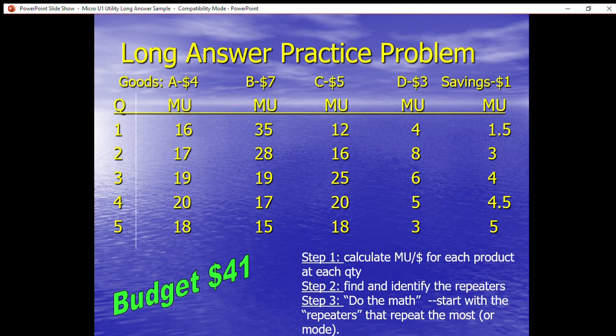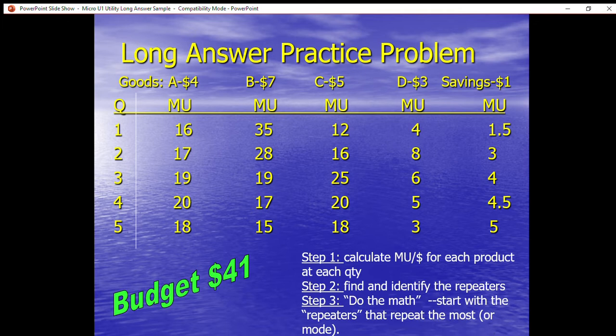So what we see is this is a person's preference. So quantity would be the number of items we would buy for each good. And the cost of each good is on top. So good A would be $4, good B would be $7, good C, 5, good D, 3. And savings is savings, so it's $1. Each unit is worth $1 to us. So, right, $1 is worth $1.